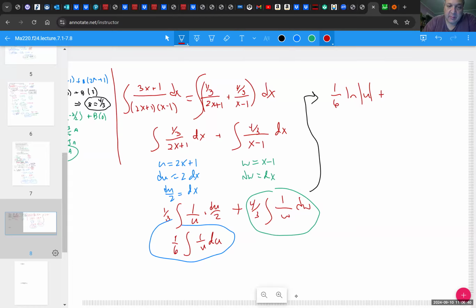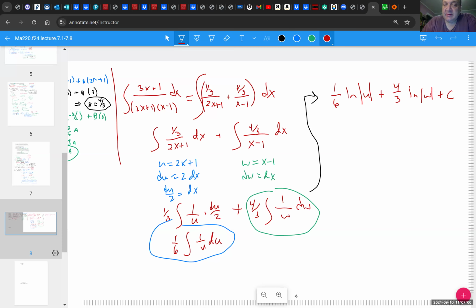Where did the 1/6 come from? Remember, there's a 1/3 and the du over 2, so I took the 2 out. So 3 times 2 is 6. If you're wondering where the 6 came from, it's just 1/3 times 1/2. I have here 4/3. The antiderivative of 1 over w is ln of w. And I get my wonderful plus c.